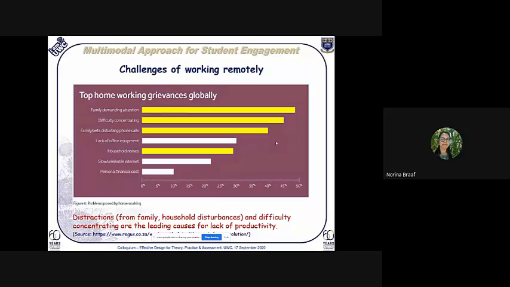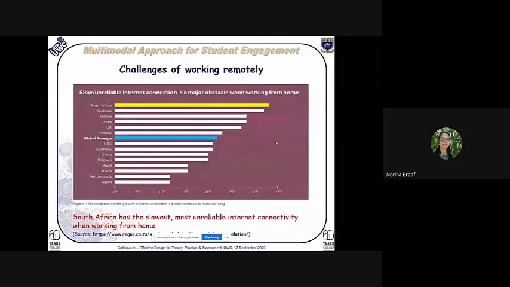Distractions from family and other household disturbances, as well as difficulties with concentration, are the leading causes for the lack of productivity. Technology is the key enabler of mobility, and comparatively speaking, South Africa has the slowest and most unreliable internet connectivity, making working from home particularly challenging. These factors must be considered when engaging our students.